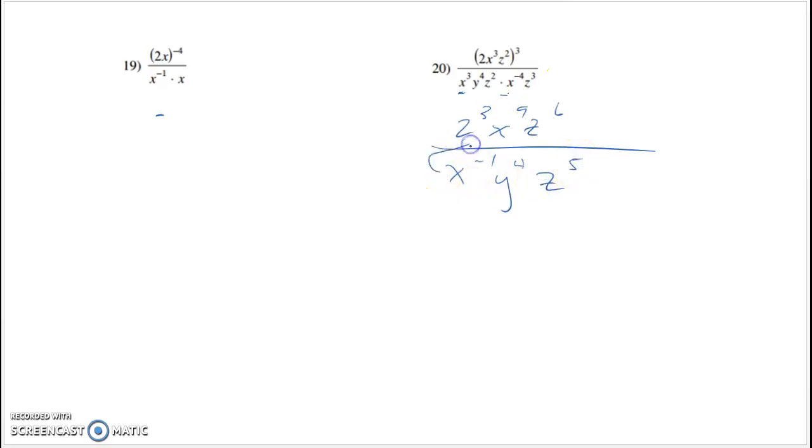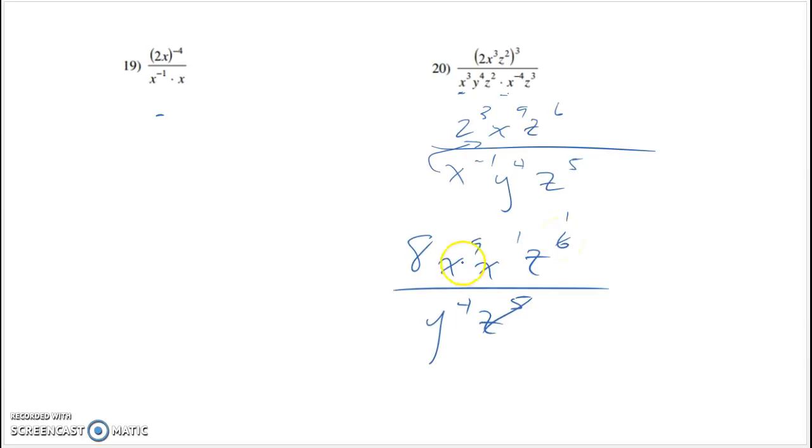We're going to move that up and make it positive. So we've got 2 times 2 times 2 is 8. X to the 9, x to the 1, z to the 6, over y to the 4, z to the 5, and we're going to cancel that and make it z to the 1. We only have 1 z left.